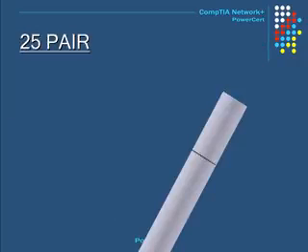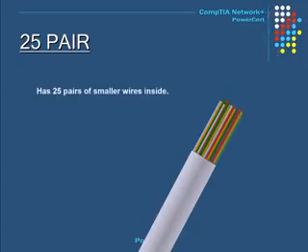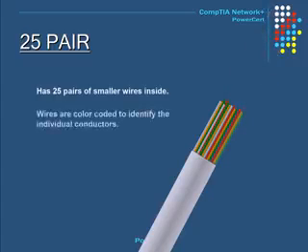25 pair is a cable that has 25 pairs of smaller wires inside. The wires are color-coded to identify the individual conductors. Each pair of wires is uniquely colored, giving the cable 25 different two-color combinations.